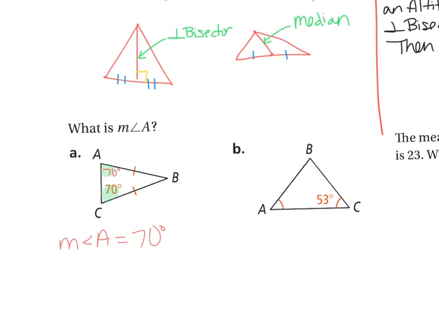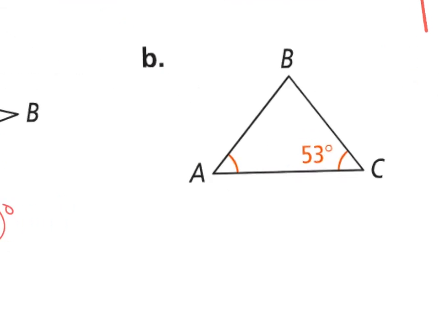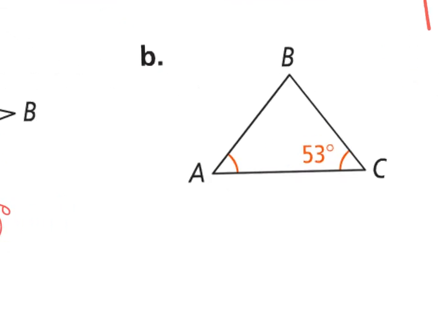Okay, so this next one, they're wanting us again to find the measure of angle A. They tell you right there with those arc marks that they're congruent. So angle A also is 53. Easy enough.